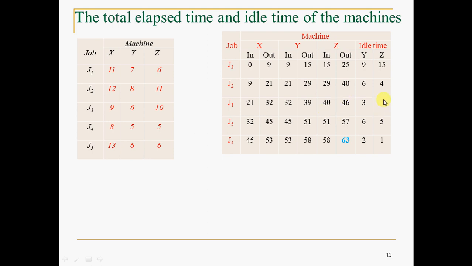So what is the meaning of 0? We are calculating the idle time of the machine. Fine. Job might be waiting, that is different, but idle time of the machine is 0. Fine. Now let us see this one.